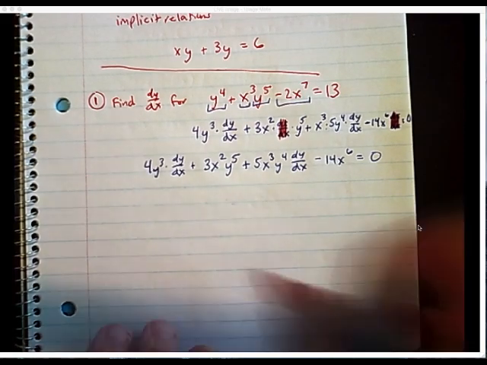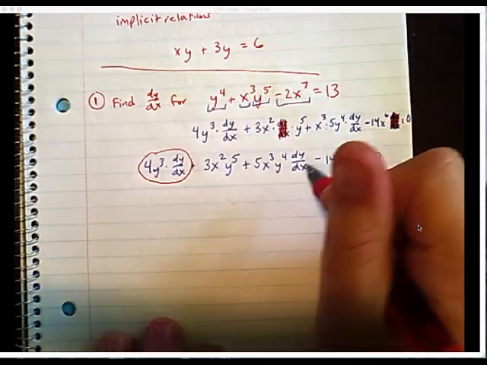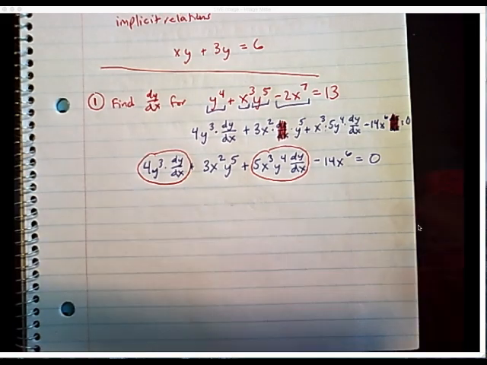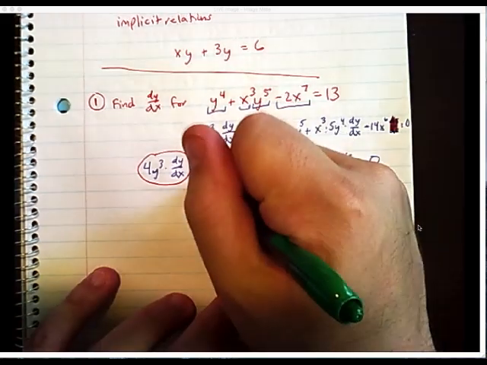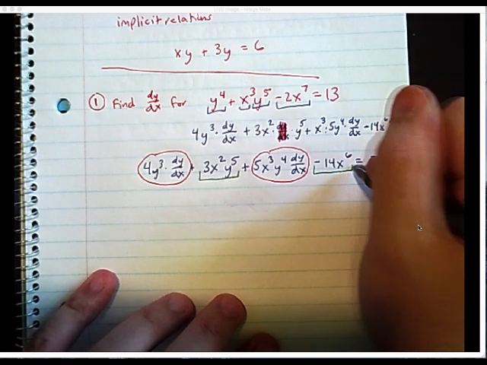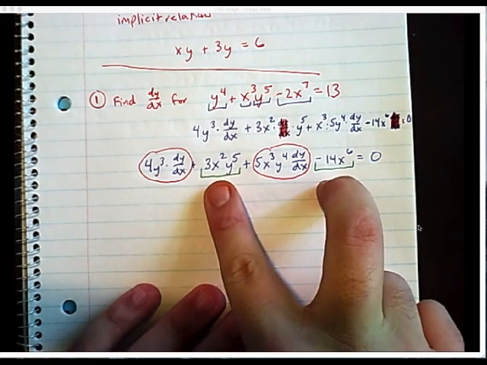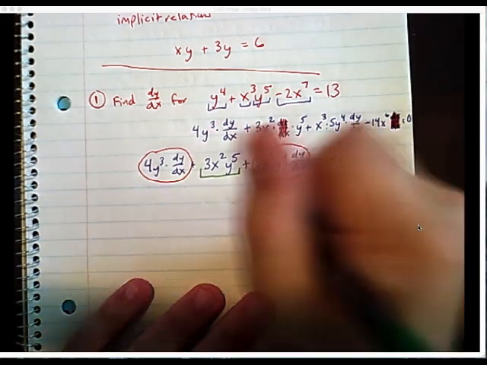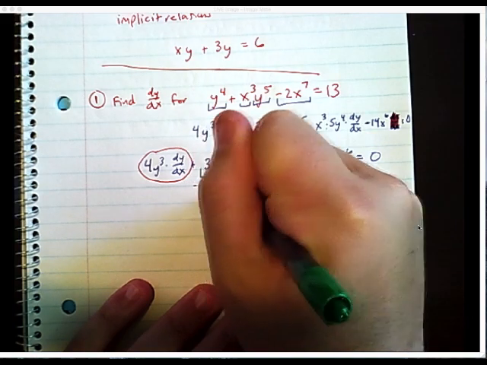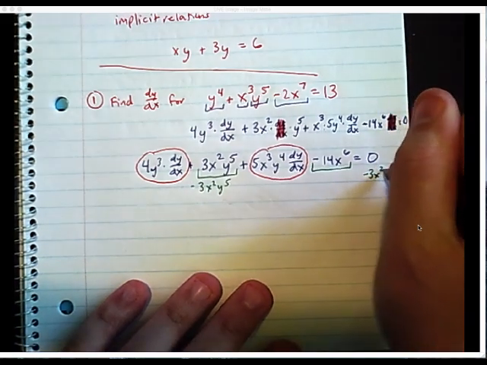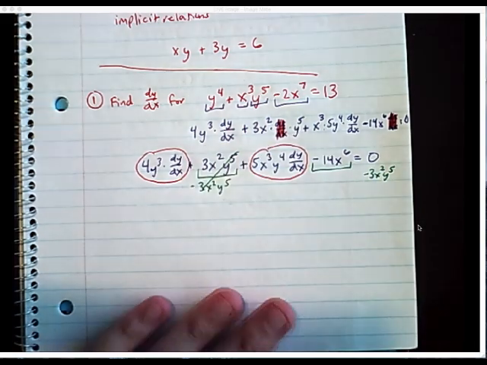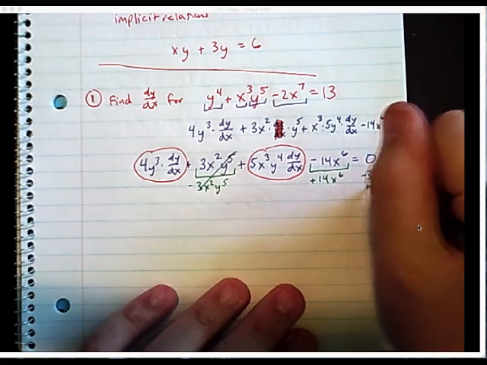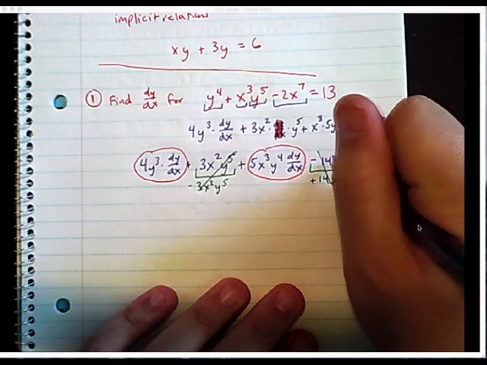Now, two of these terms, this term right here and this term right here, have a dy dx on it. These other two terms do not have any dy dx's on them. So I want to move these two terms that I underlined in green over to the other side. If I want to do that, I would have to subtract 3x squared y to the fifth from both sides to get that to cancel out. Then I would have to add in 14x to the sixth on both sides to get rid of that term.